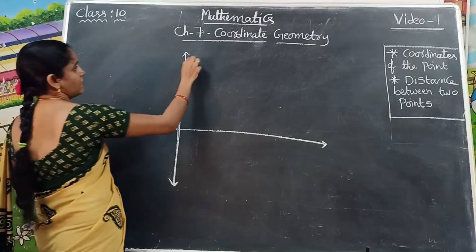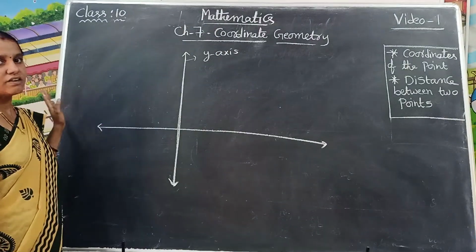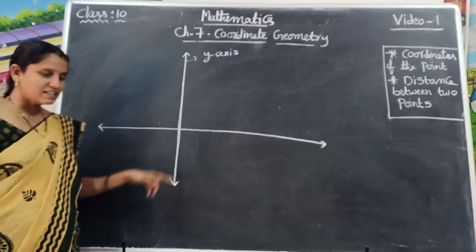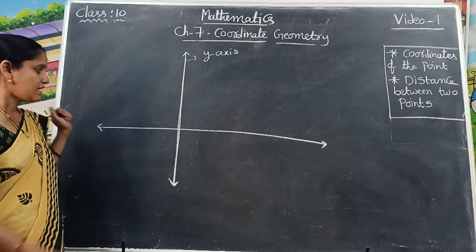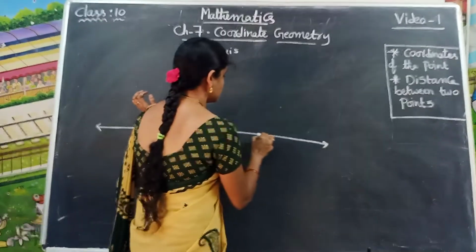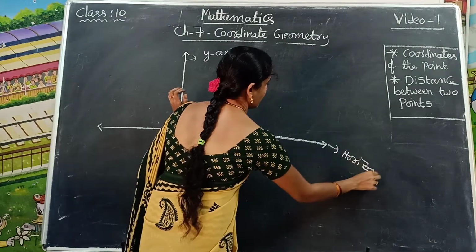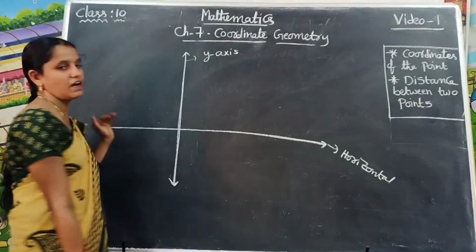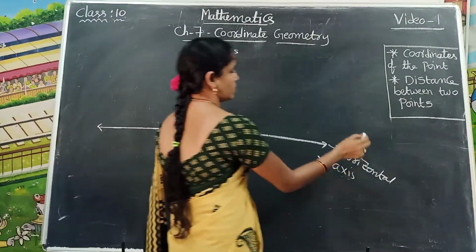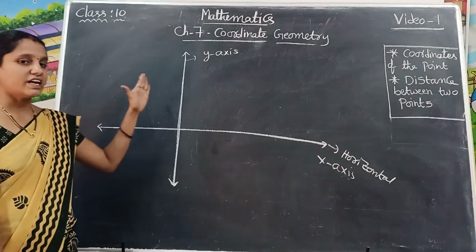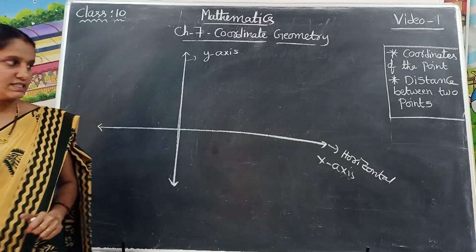The vertical line represents y-axis. So this standing line is called vertical line. And this horizontal line represents x-axis. This is sleeping line. Do you know sleeping line? So this is the horizontal line. This line represents x-axis. So in the Cartesian plane, the vertical line represents y-axis and the horizontal line represents x-axis.